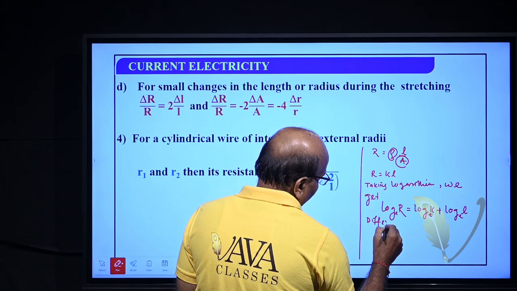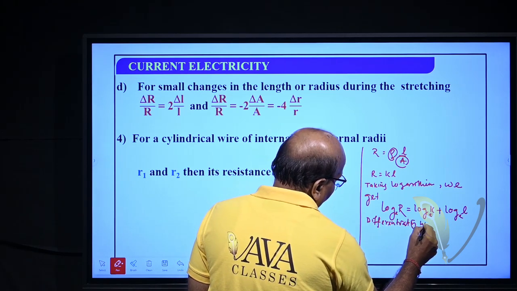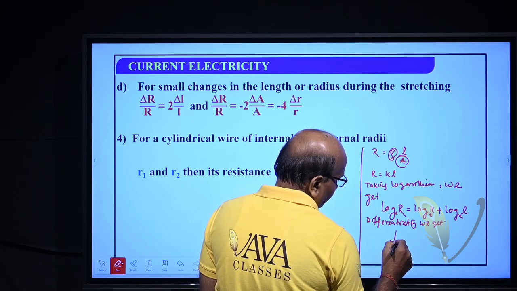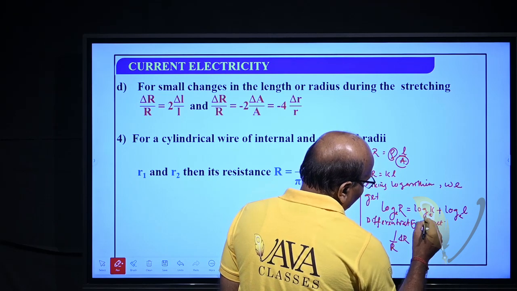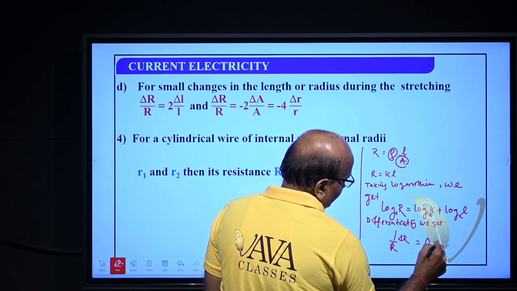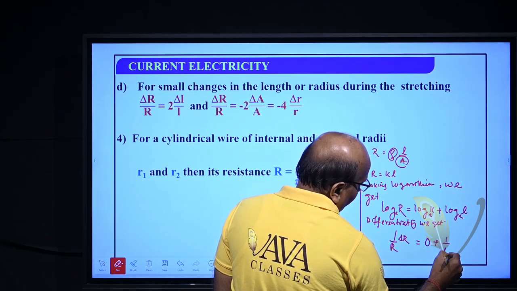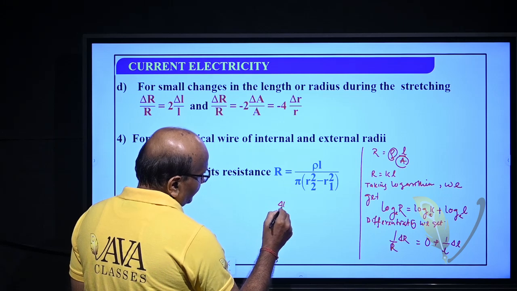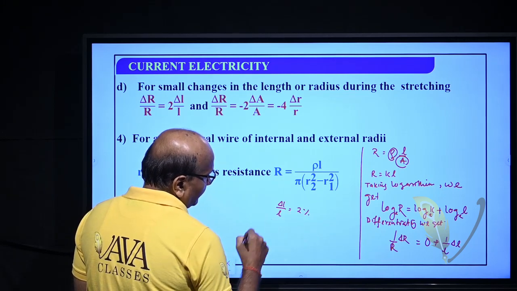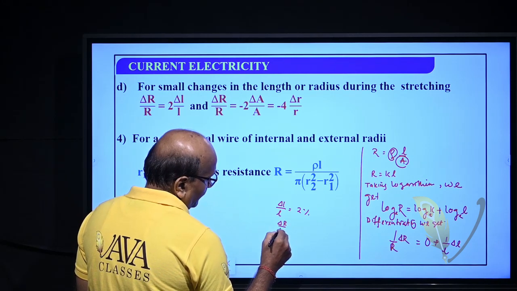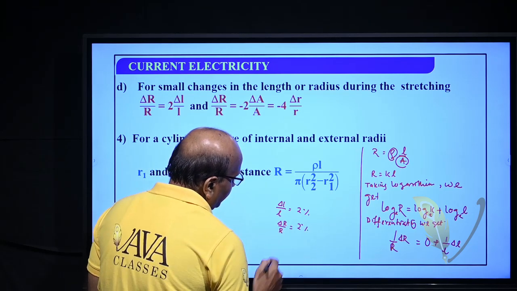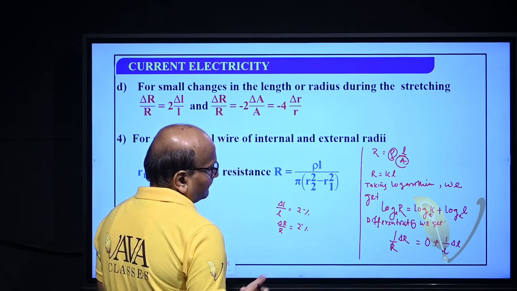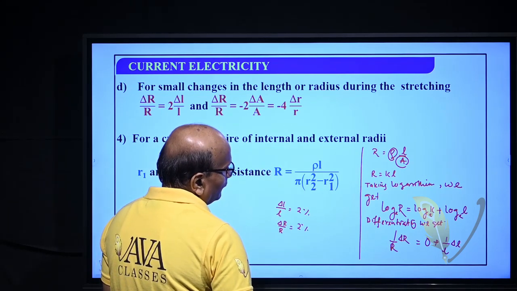Now differentiating, we get, so you know the derivative of log x is equal to 1 by x, so we can write 1 by R dR or delta R is equal to, the derivative of the constant will be 0, and again it will be 1 by L into delta L. So if delta L by L increases 2 percent, then delta R by R also increases 2 percent. So if we stretch and change the length by 2 percent.